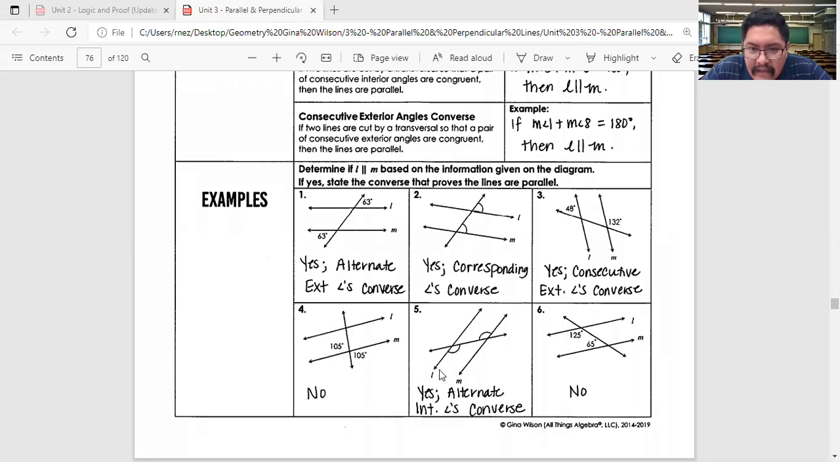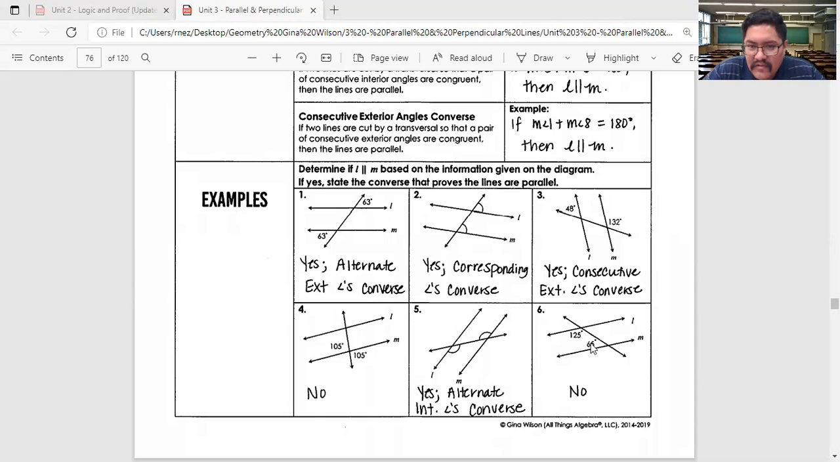All right, so here we have some of these lines, and they're coming in at a real big angle. So this angle and that angle are going to be the same. And in this case, yeah, it would be, because alternate interior angles. So alternate, meaning they're on the opposite sides of the transversal, and interior, meaning they're both on the inside of the parallel lines. So yeah, that's alternate interior angles converse.